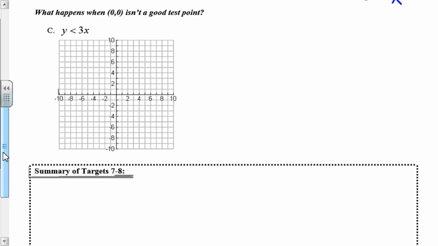So if you're really comfortable with using a test point, there are situations that you actually can't use a test point. So let's take a look at this graph. Notice that this is also in slope-intercept form. The slope is 3, the y-intercept is 0. So we're going to start at 0, go up 3/1. It's a super steep line here. Be thinking about if you have a solid or a dotted line. It would be dotted.